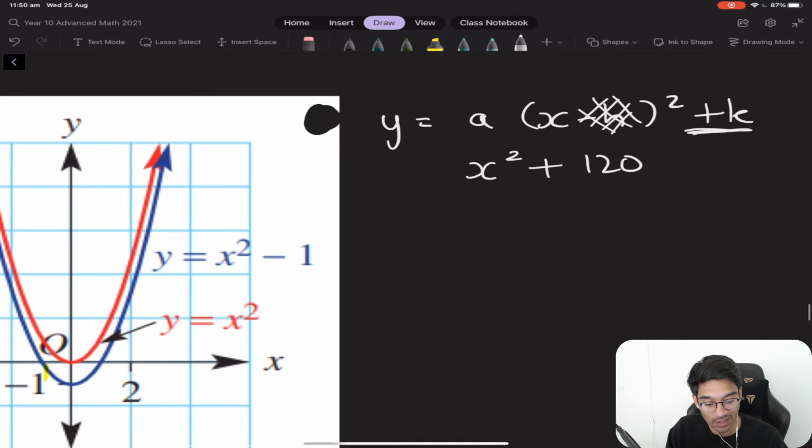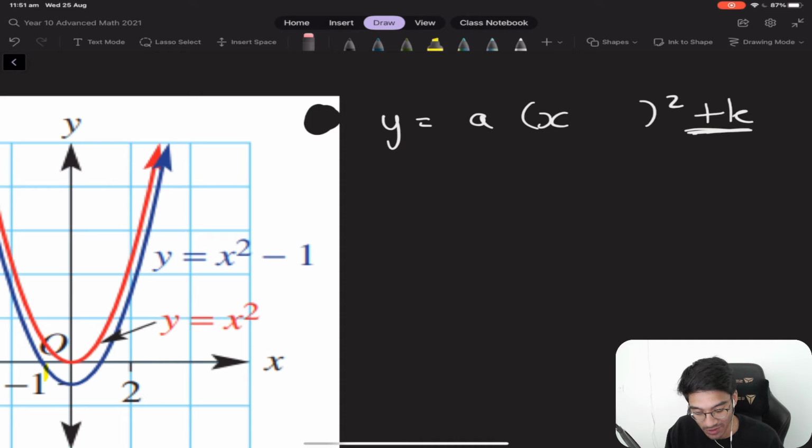Because it's plus in the regular equation, if it's a plus here, that means it's a positive vertical translation, which tells me this moves up 120. But we're never going to see something like that. So let's go back to it. Let's go to the questions we have here.